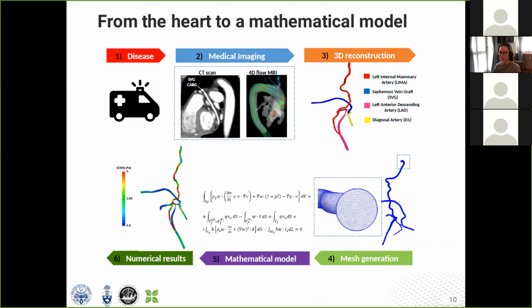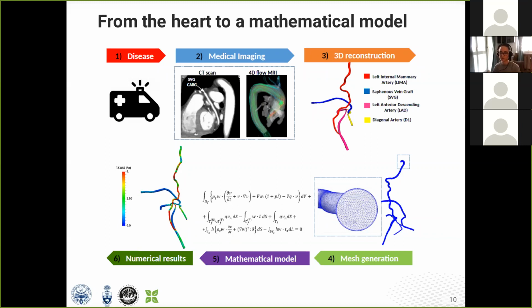That's the pipeline we use. It's like 6 steps. So you start from the patient, the sick patient, you perform some medical imaging on them. Usually it's a CT scan and 4D flow MRI. From CT scan, so computed tomography, we're able to reconstruct a 3D model of the vessels of interest. And starting from this 3D model, we can build a volumetric mesh, fine enough so that we can solve a mathematical model on it with finite element modeling.